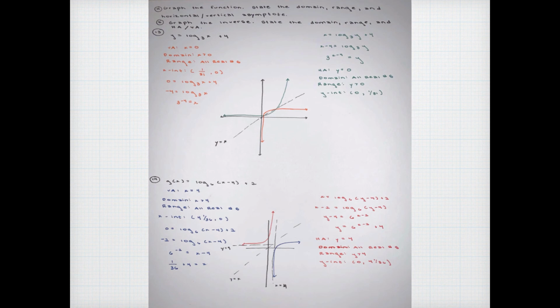For your inverse, remember you plug in y for your x and x for your y, and then I've got to isolate my y again, so I subtracted 4. 3 raised to the x minus 4 is my inverse equation.